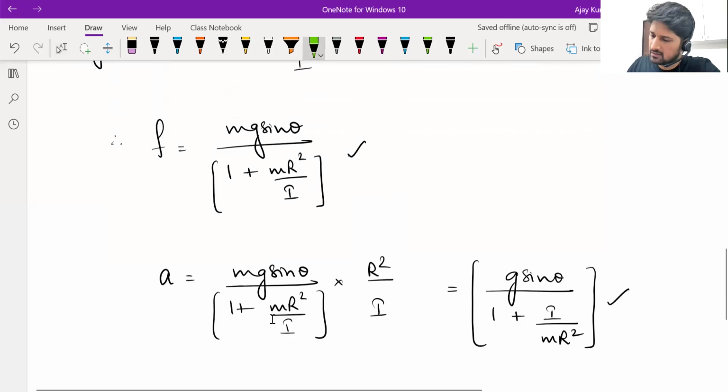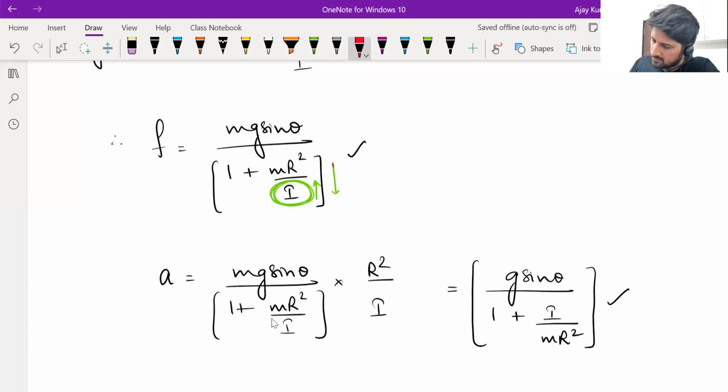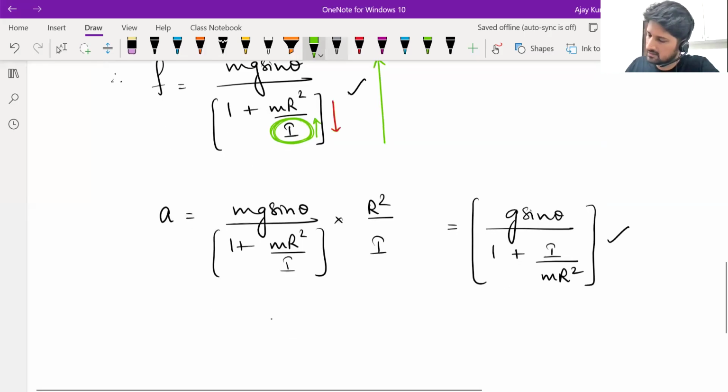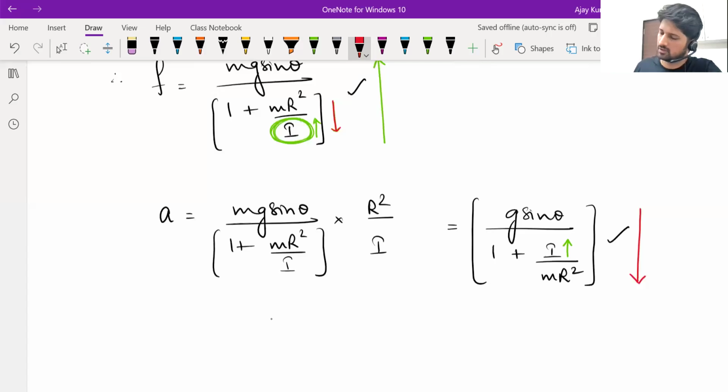And you can see, greater the moment of inertia, lesser will be this denominator. But if denominator is less, friction will be more. So greater the moment of inertia, greater the value of I, greater will be the amount of friction acting on it. And when it comes to acceleration, greater the moment of inertia, greater will be the denominator, lesser will be the acceleration. Makes sense. If friction is more, obviously net acceleration will be less.